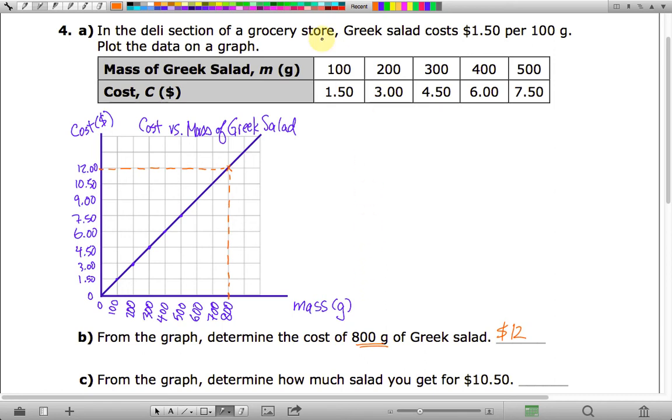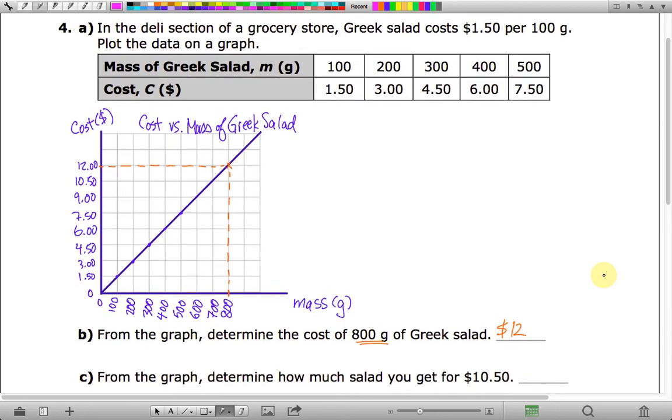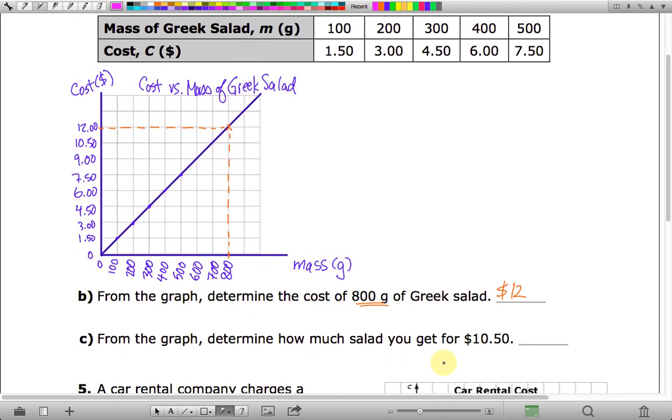And then, let's see, I need to pick another color. How about pink? Lovely color. If we have $10.50 to spend on Greek salad, then here's $10.50. If we go across, make a mark on the graph, go down to the mass axis, you can figure out it's 700 grams of Greek salad we would be able to buy for that price.